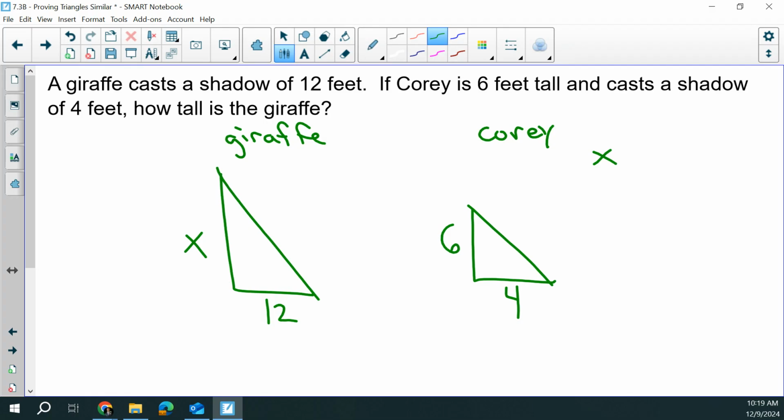And now your proportion, match up. Left side would be x over 6. Bottom, 12 over 4. Cross multiply and solve it.